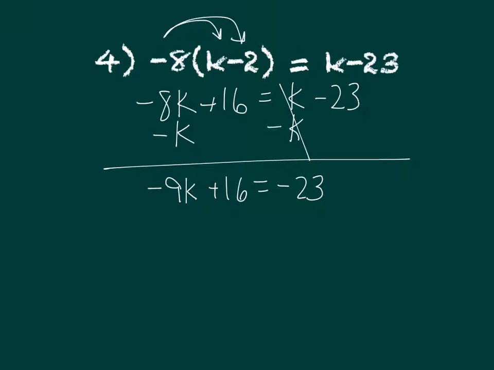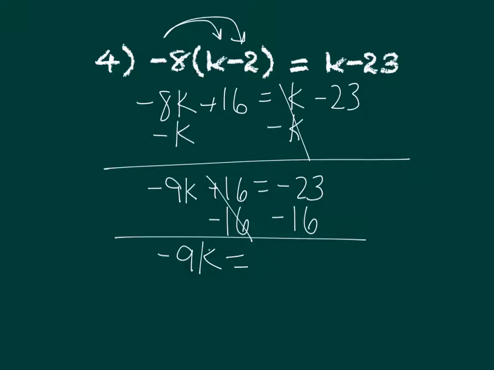Now what I want to do is get just negative 9k on the left. And so I subtract 16, and I'm left with negative 9k equals negative 39. Then what I want to do is get that k alone, so I divide by negative 9, divide by negative 9, they cancel each other out, and k is equal to 39 over 9.